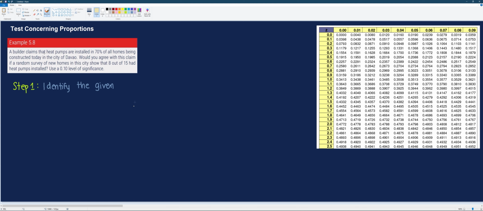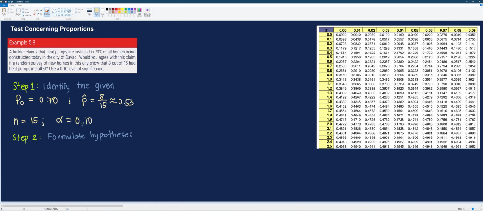The first step is to identify the given. The hypothetical population proportion in this scenario is 70% or 0.70. The sample proportion, denoted by p hat, is equal to 8 over 15, which is about 0.53. Our sample size, denoted by n, is equal to 15, and our alpha, which is equal to 0.10, gives us a confidence level of 90%.